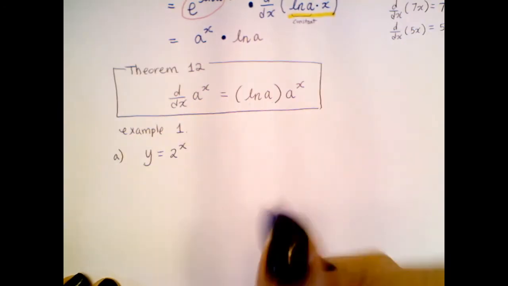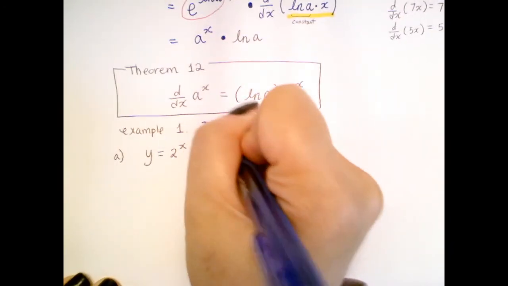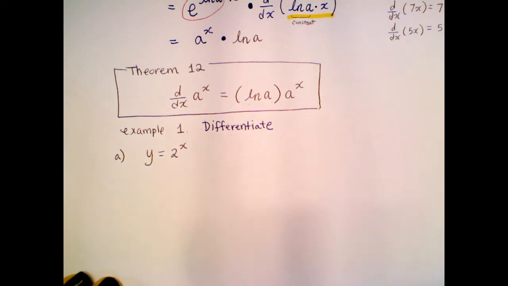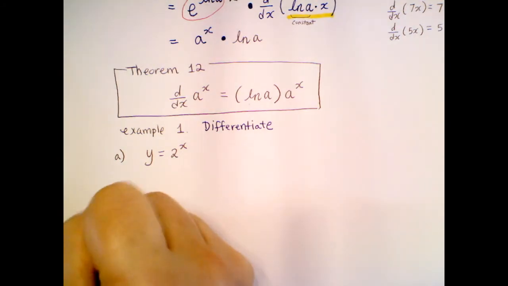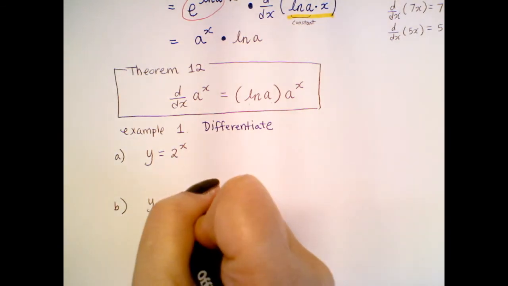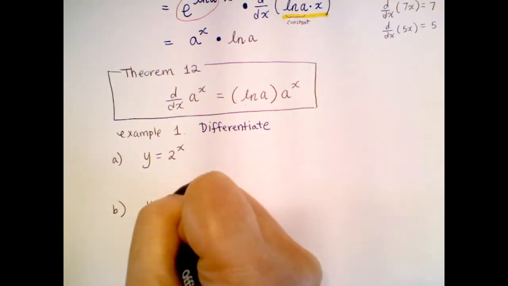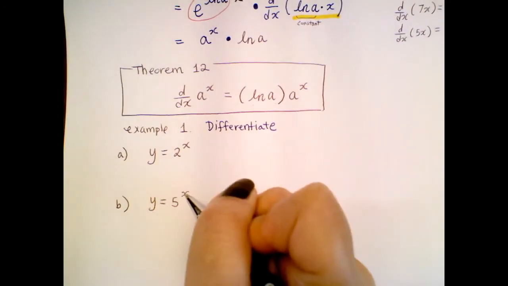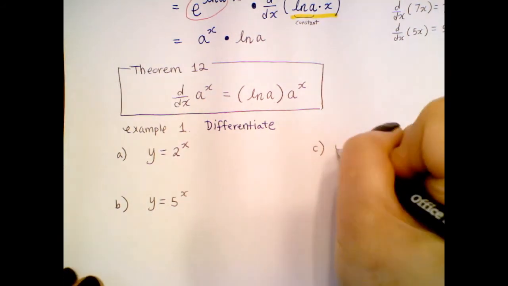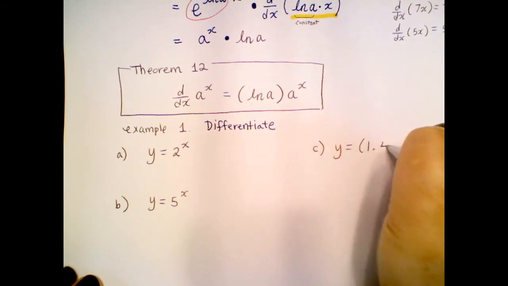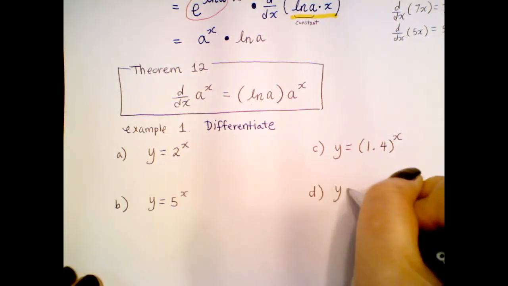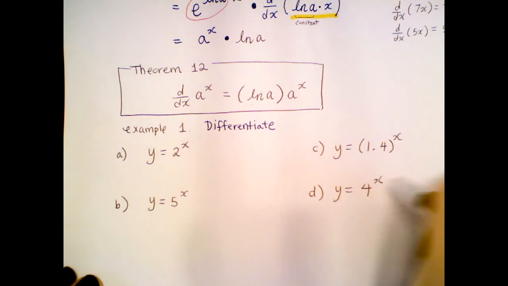Our goal is to differentiate these. The first one is y equals 2 to the x. Number 2, or b, let me make it y equals 5 to the x. And let me make the last ones: C, y equals 1.4 to the x. And lastly, D. I think after seeing 4 of these, you'll be like, okay, I got this. 4 to the x.